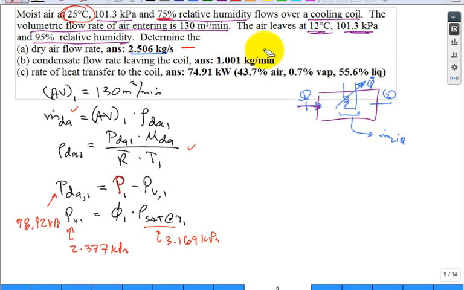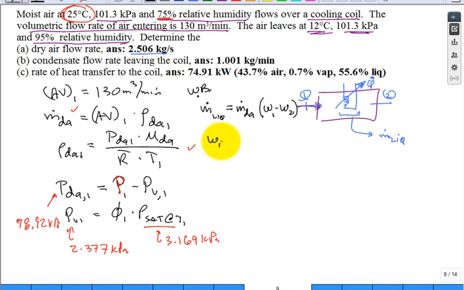All right. What about the condensate flow rate leaving the coil? That's this term, the mass flow rate of the liquid. Well, from a water balance, the mass flow rate of the liquid is equal to the mass flow rate of the dry air, which we just calculated for part A, times omega 1 minus omega 2. Isn't it? Yeah, so it's a water balance.